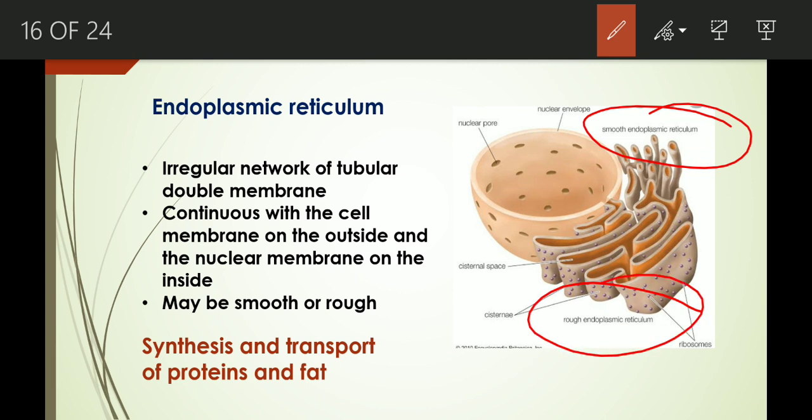Smooth endoplasmic reticulum means where ribosomes are not present. If ribosomes are attached with the endoplasmic reticulum, then that is rough endoplasmic reticulum. Ribosomes are a different type of cell organelle that I will be talking about later on. So if ribosomes get attached to the surface of the endoplasmic reticulum, then that is rough endoplasmic reticulum, and the smooth endoplasmic reticulum doesn't contain any ribosome. Clear? The main function of endoplasmic reticulum is they synthesize and transport proteins and fats. So not only do they synthesize, but they also transport these molecules, proteins and fats.